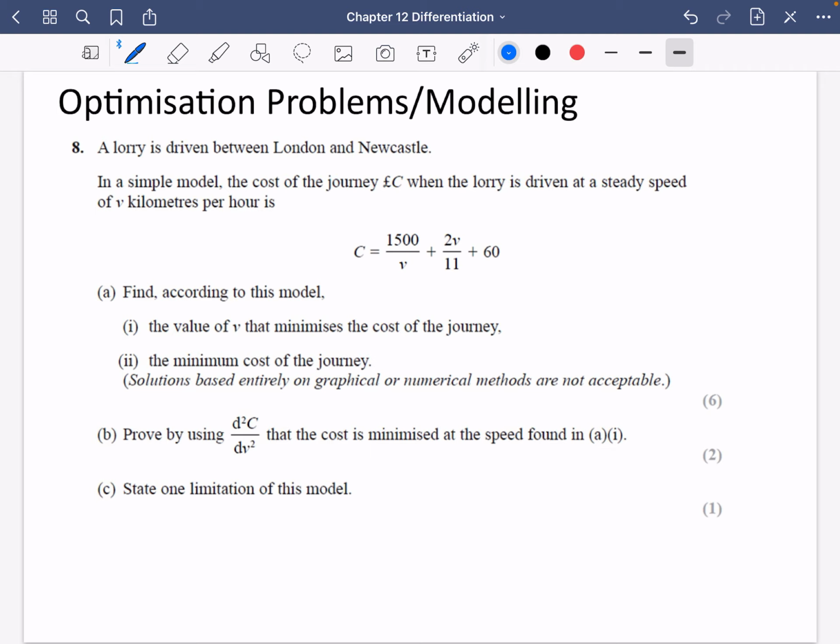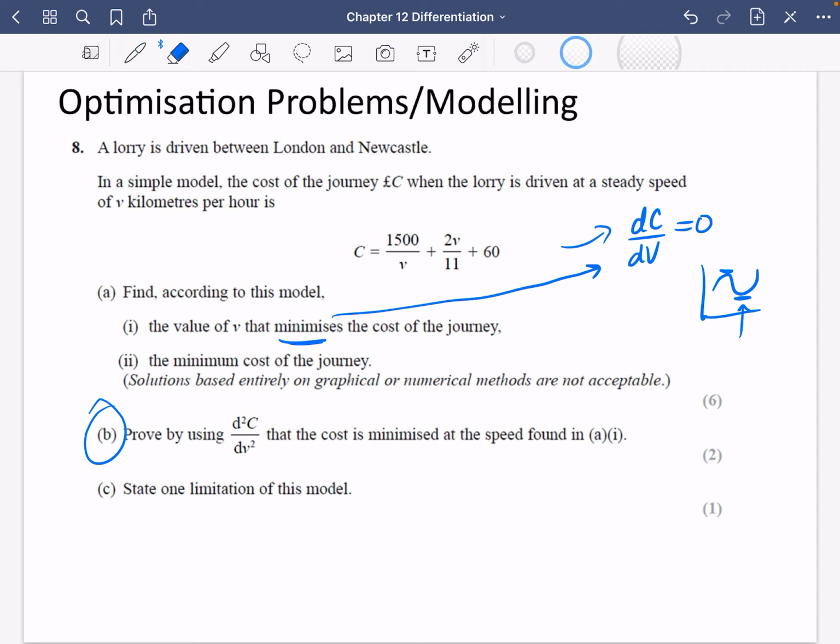So if we want the cost of the journey to be as small as possible, what we're really imagining is that this thing here is going to be some kind of graph, and we want to find a point where it is minimum. So we want the minimum to be when usually dy by dx is equal to 0, but in this case, it's not going to be dy by dx. In this case, a minimum point is going to be when dC by dv is equal to 0. It could be when dv by dC is equal to 0. If it was a graph like this, you could be finding a maximum or a minimum. So we're going to need to make sure in part B of the question that the one that we have found is indeed a minimum point.